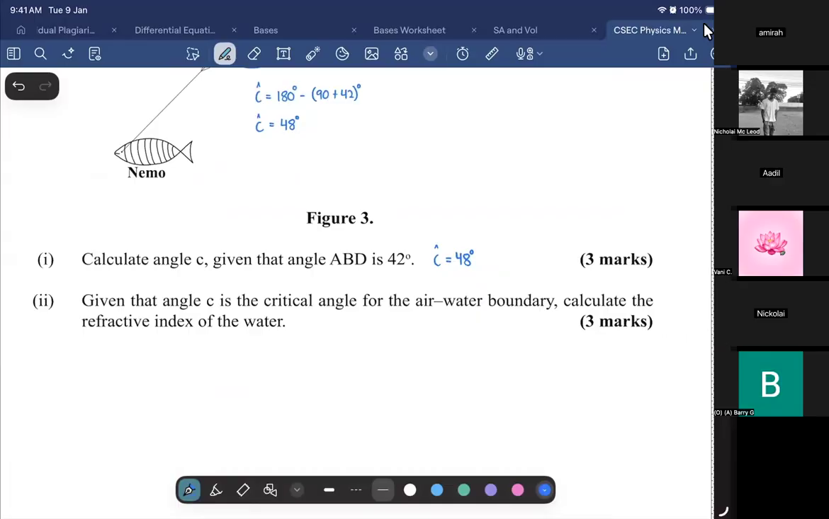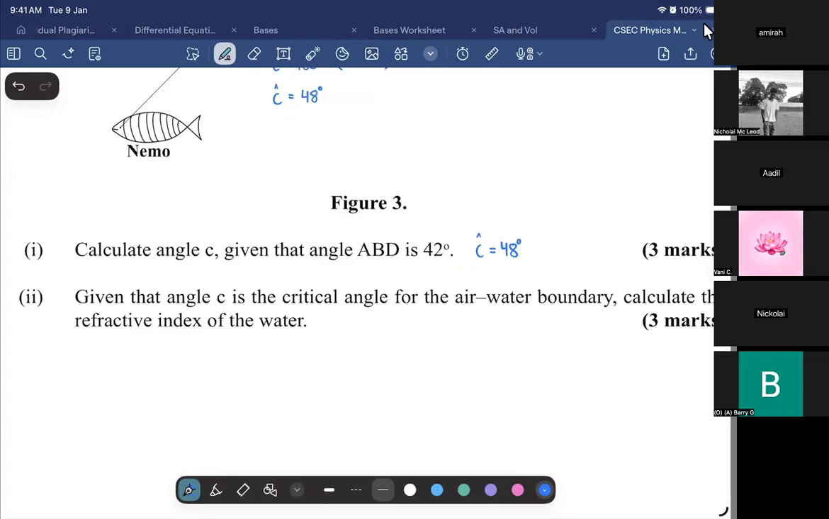Right. So, Nikolai, read part 2 for me. Given that angle C is the critical angle for the air water boundary, calculate the refractive index of the water. So you see it's a bit different here, right? Because C is actually 48 degrees in this instance. So how would you proceed with this question? We use the same formula: Ni sin i equals Nr sin r.